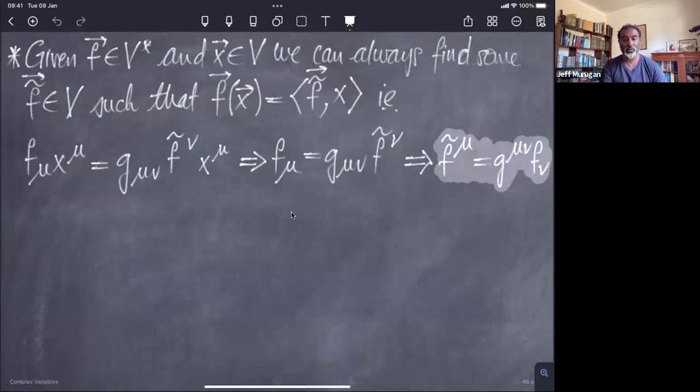So given this, we can now identify f and f tilde. So in future, when I write things like this, I won't write down a tilde over the f. And subsequently, I can make an identification between v and v tilde. So we say that the covariant and contravariant components are related by raising or lowering the index.